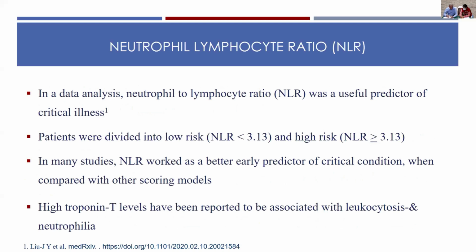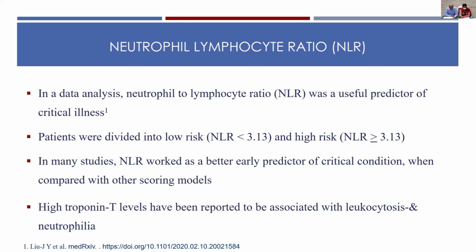The other investigation, which was initially probably used much more than now, is the so-called NLR, the neutrophil lymphocyte ratio. In a data analysis, neutrophil to lymphocyte ratio was a useful predictor of the critical illness. They used a cutoff value of 3.13. NLR of less than 3.13 was regarded as low risk, and an NLR of more than 3.13 was regarded as a high risk. In many studies, NLR was reported as a better predictor of critical condition compared to the other scoring models that were used.